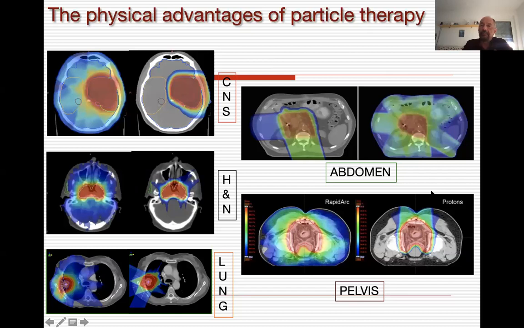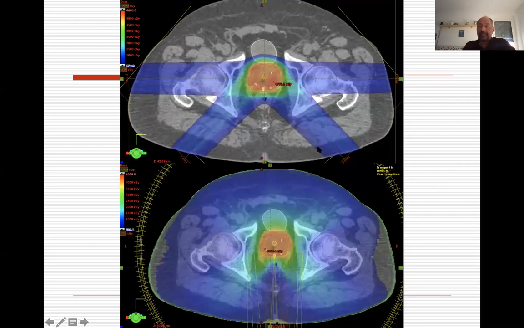And you see many different comparisons for all different types of tumors, you know, CNS, head and neck, lung, abdominal tumors, and pelvic tumors. Everywhere is a comparison of IMRT on the left, or RapidArc like here, and the protons on the right. In every case, you see the very large sparing of the normal tissue when you use particles. That's again a prostate case. You see again a comparison.